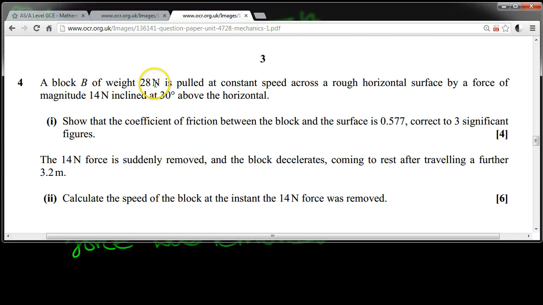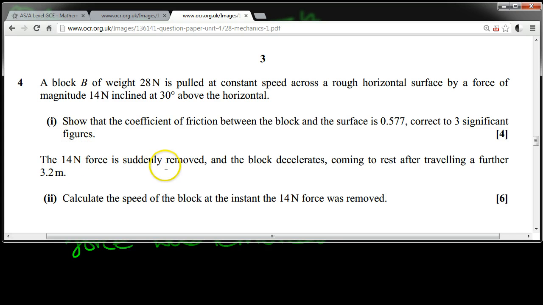A block B of weight 28 newtons is pulled at a constant speed across a rough horizontal surface by a force of magnitude 14 newtons, inclined at 30 degrees above the horizontal. Show that the coefficient of friction between the block and the surface is 0.577, correct to 3 significant figures.